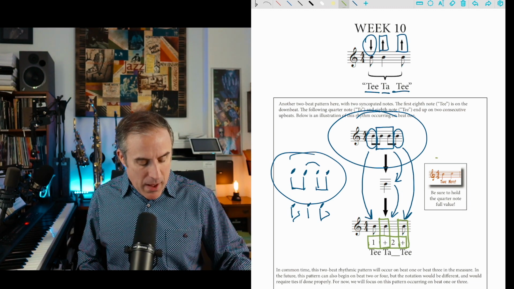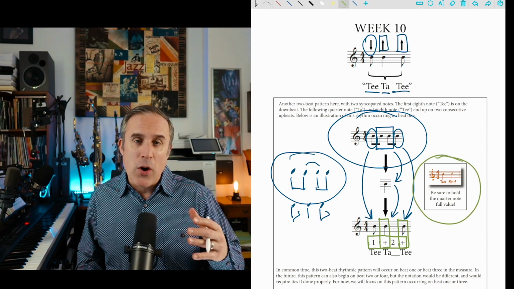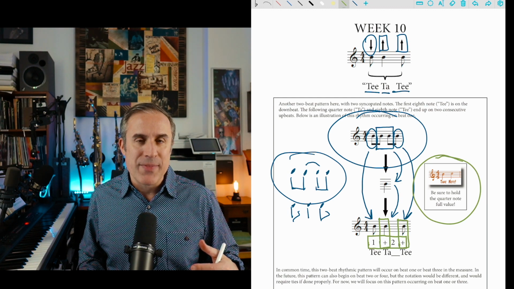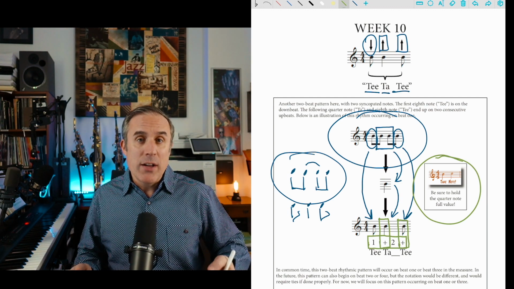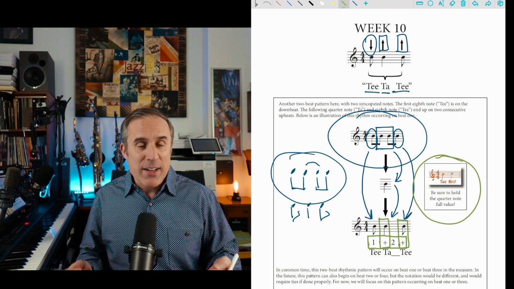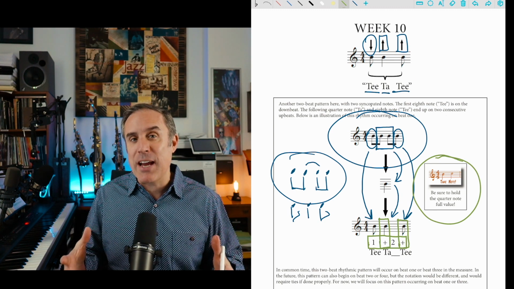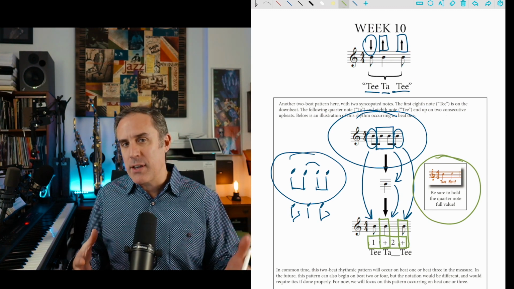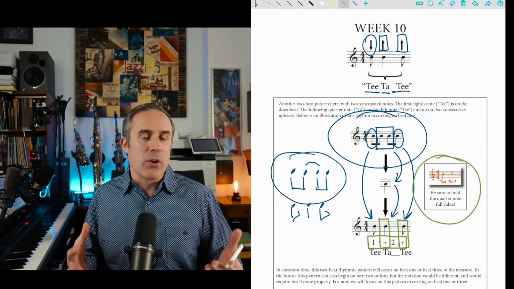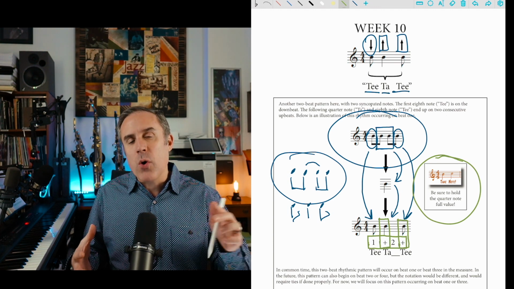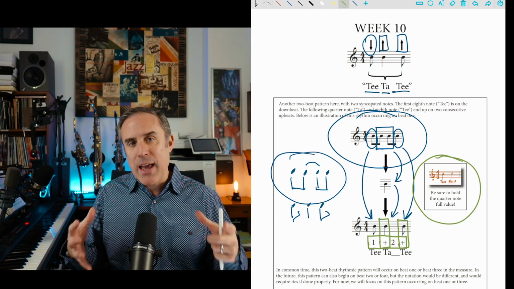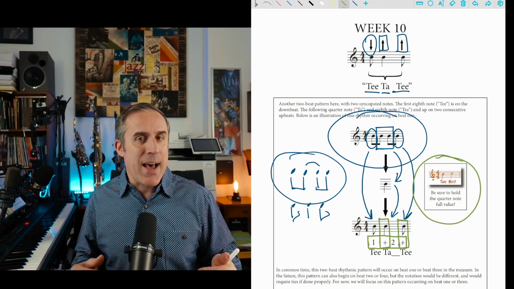And you'll notice this box over here, and I'm talking about holding the quarter note full value. It is not T, ta, T, T, ta, T. That would actually be inaccurate unless there was some sort of articulation to notate that that middle quarter note is short. We want to hold it full value. It will actually help us perform this rhythm more accurately.